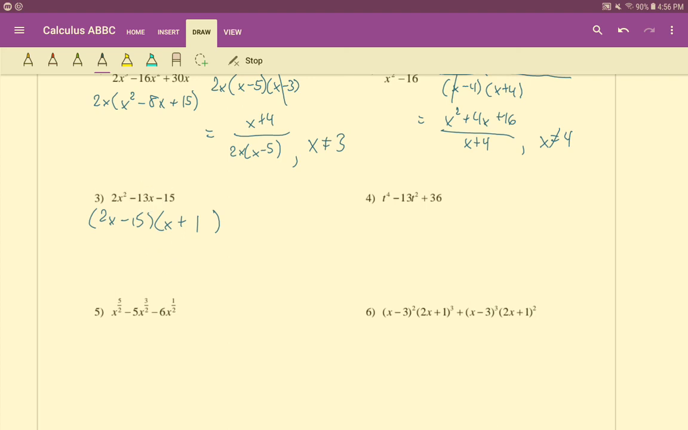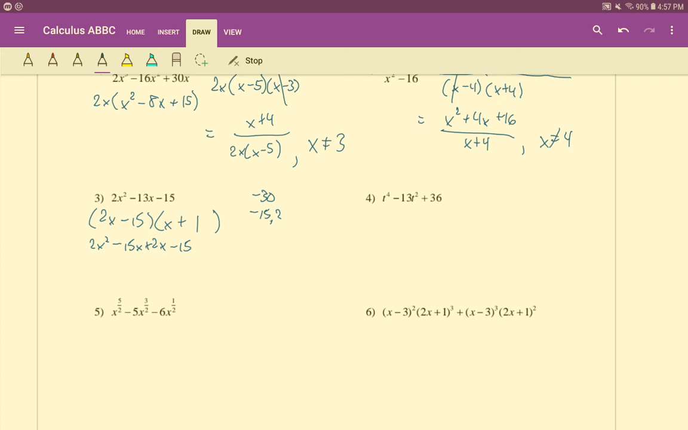So there's the factoring. Another way to do this is to use something called the AC method, where you take the a of 2 and the c of negative 15, and you multiply them. So that would be negative 30. And then you look for two numbers that multiply to make negative 30 and add to make that middle term of negative 13. What two numbers would those be? It would be negative 15 and positive 2. And then you break up the middle term of this quadratic, using those two numbers you just came up with.